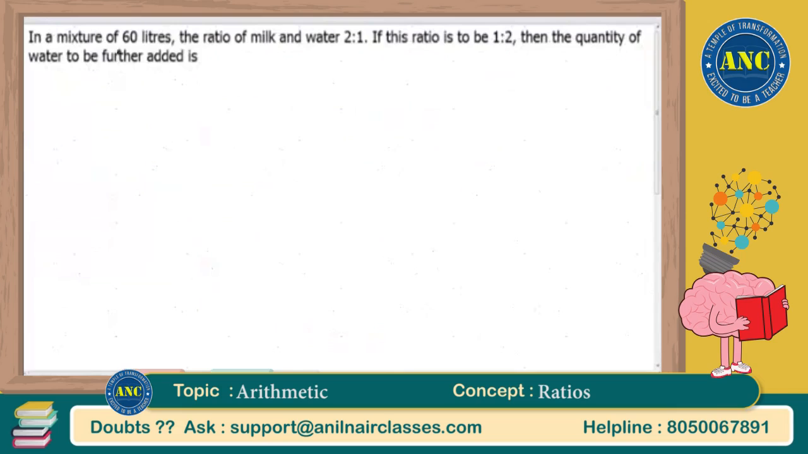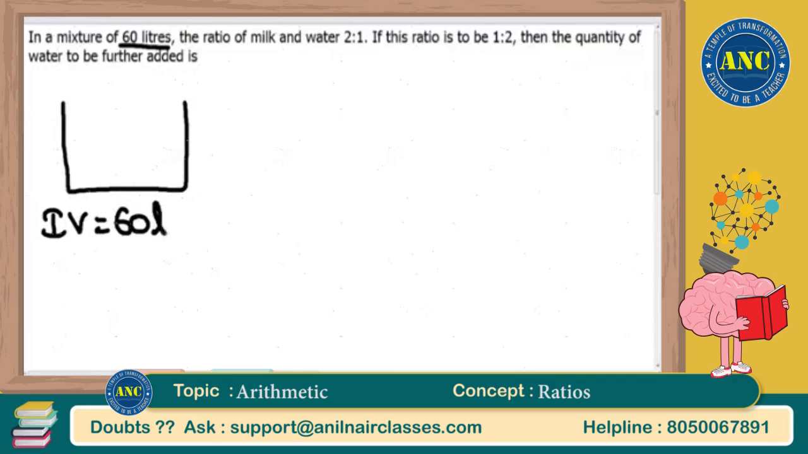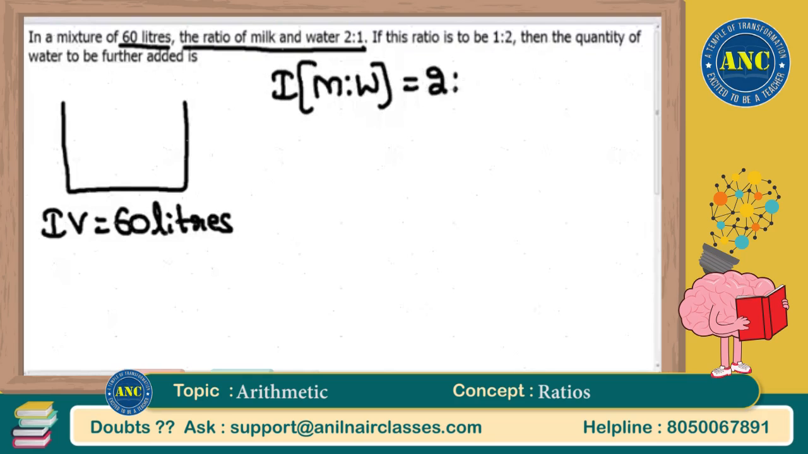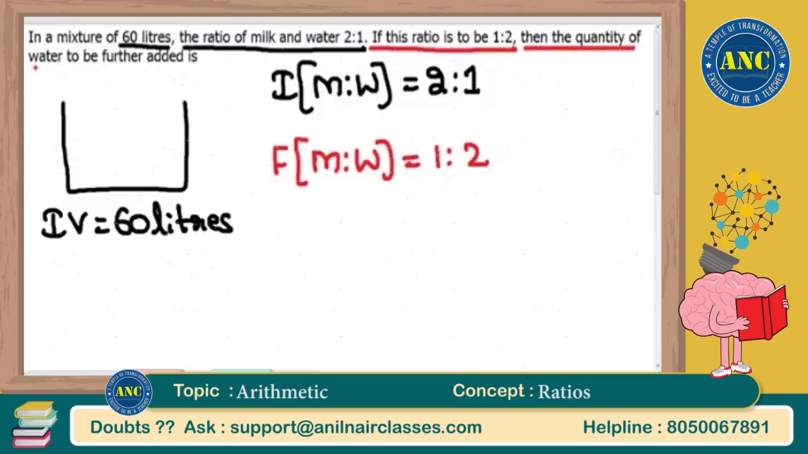Question is, in a mixture of 60 liters, that means there is a vessel. Initial volume is given as 60 liters, right? In a mixture of 60 liters, the ratio of milk and water is 2:1. That means initial ratio of milk and water is 2:1, right? The second statement says, if this ratio is to be 1:2, suppose that 2:1 ratio has to finally become 1:2, then the quantity of water to be added further is how much? I need to add how much water?